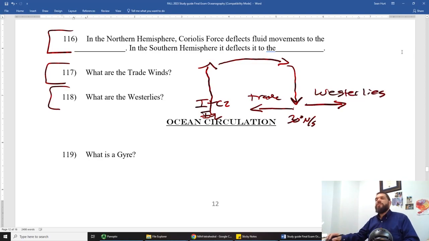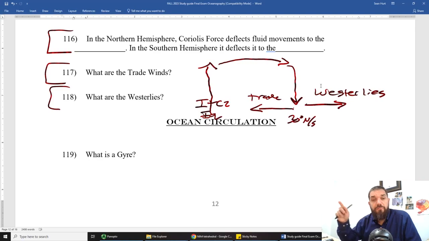Okay, so the westerlies are high latitude wind patterns. They're predominating at maybe 45 degrees north and south, maybe all the way up to 60 degrees north and south, and they are coming out of the west, blowing towards the east. Okay, opposite of the trade winds, which blow from the east towards the west.